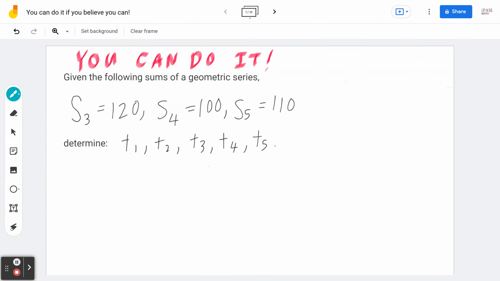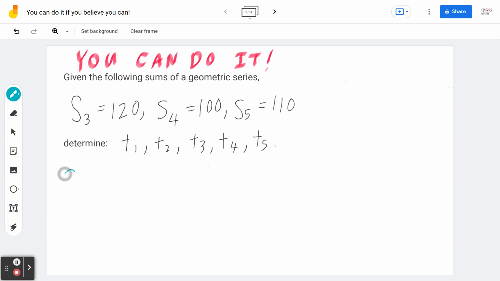Hi everyone, let's take a look at the following geometric series example. S3 is 120, S4 is 100, and S5 is 110. Determine the first term, T1, T2, T3, T4, and of course the fifth term, T5.